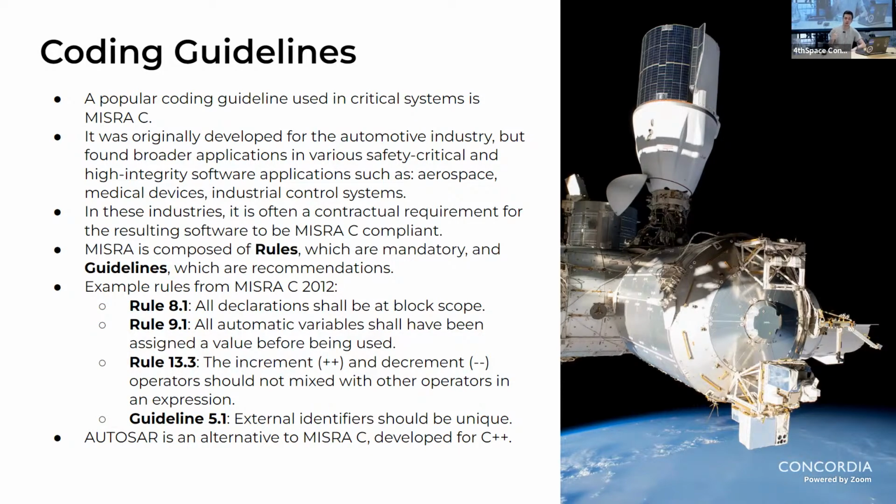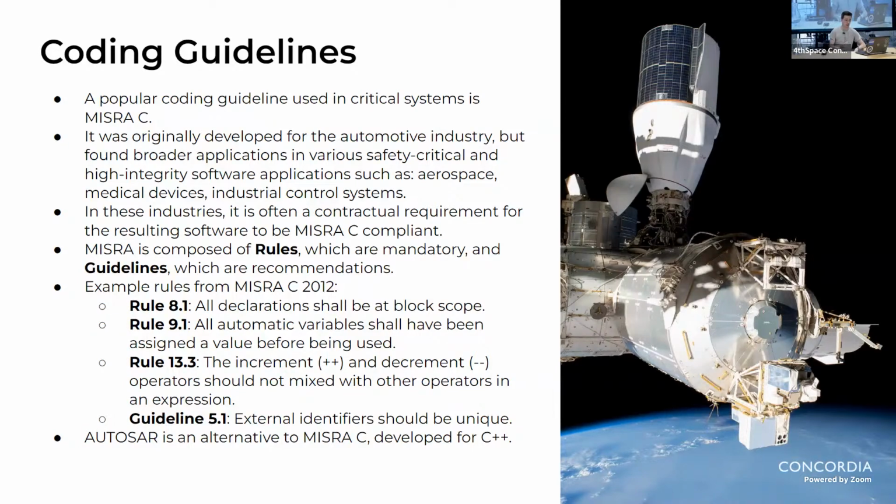These coding guidelines are separated in two sections. You'll have your rules, which are mandatory and you cannot break. If you are found to be in violation of those rules, you have to modify your code to be in a way that it is compliant. And there's also guidelines, which are more recommendations, things that you should try to do, but it's not really mandatory, but it would still be a good idea to follow to avoid future issues in development as your project scales up. So here's some example rules from MISRA-C.